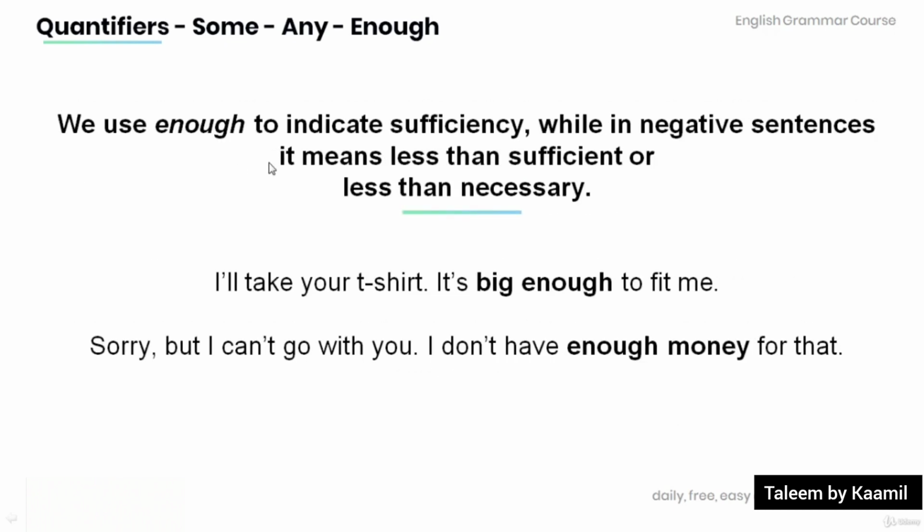Now we use enough to indicate sufficiency, while in negative sentences, it means less than sufficient or less than necessary. Have a look at the examples below. I'll take your t-shirt. It's big enough to fit me. Now, in this sentence, enough is used to indicate sufficiency. And in this sentence, sorry, but I can't go with you. I don't have enough money for that. Enough in the sentence is used to mean less than sufficient.